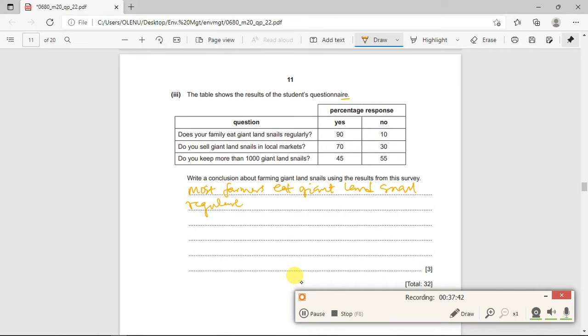Now take note that this is a 3-mark question, so I'll conclude with 3 points here. That's the first one. The second one is, do you sell giant land snail in the local market? So yes, most farmers sell giant land snail to the local market. So you put that: most farmers sell giant land snail to the local market.